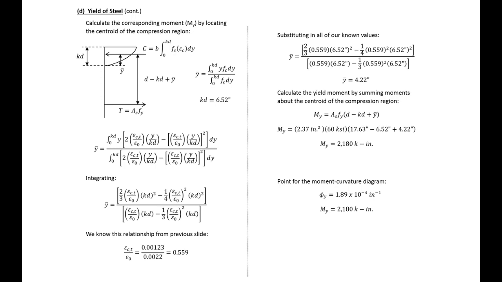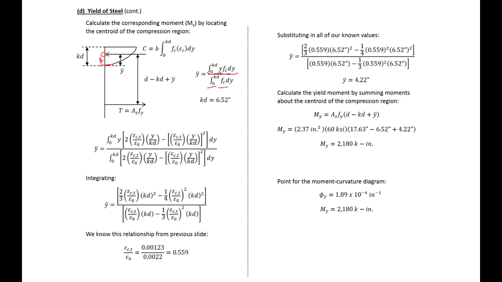The next thing that we need to do is calculate the corresponding moment by locating the centroid of our compression region. We can locate the centroid by integrating the stress times y, the distance from our neutral axis to whatever section we're interested in, and then dividing that by integrating just the stress over the distance y, dy.